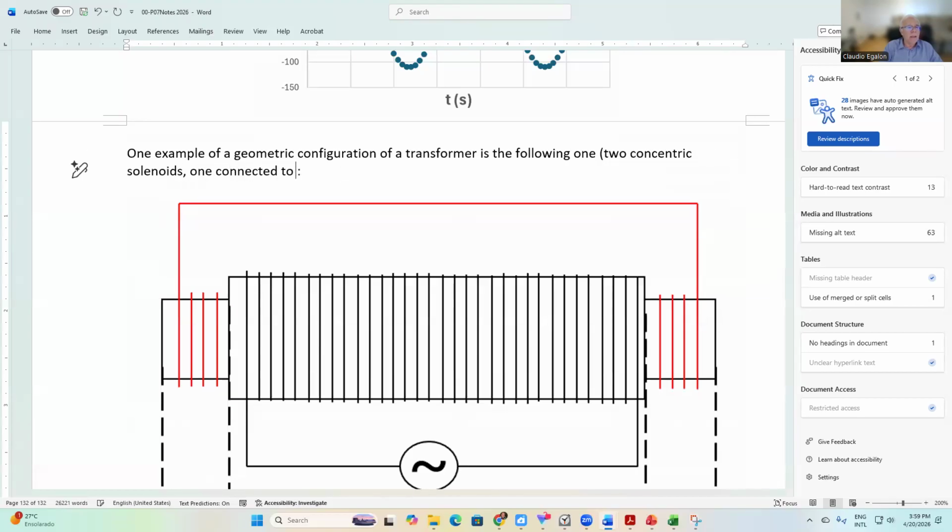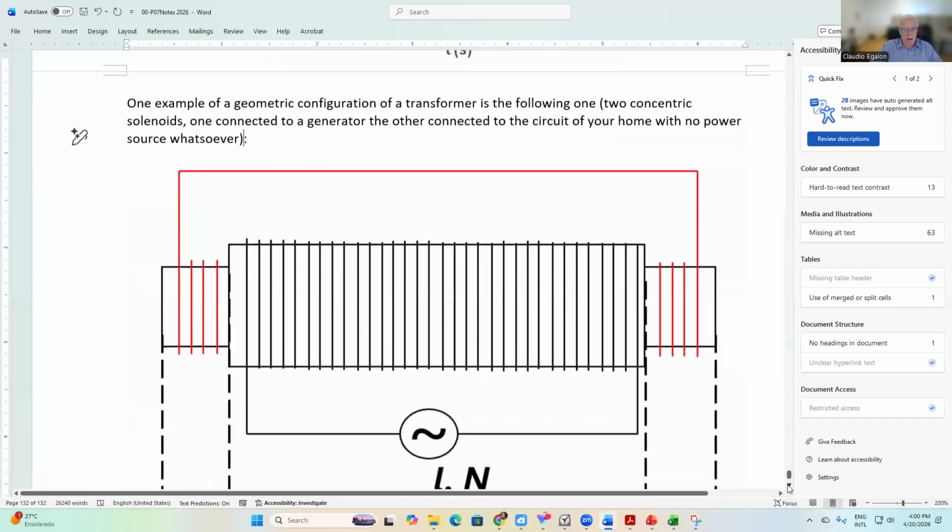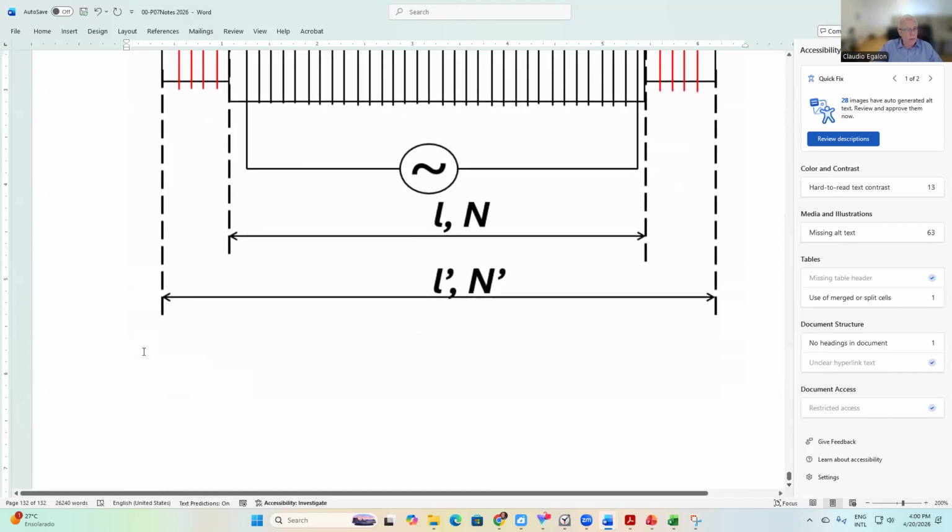One connected to a generator. The other connected to the circuit of your home, okay, with no power source whatsoever. The power source is the generator of the primary. There's no power source whatsoever. That's 12 noon. Think about that. Let's take our break now.